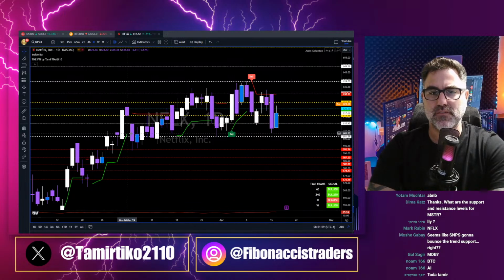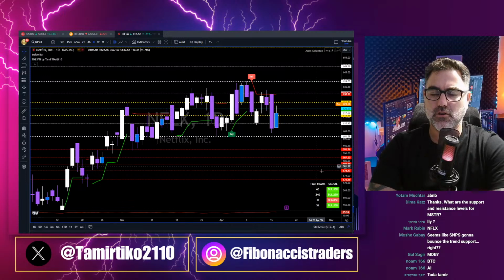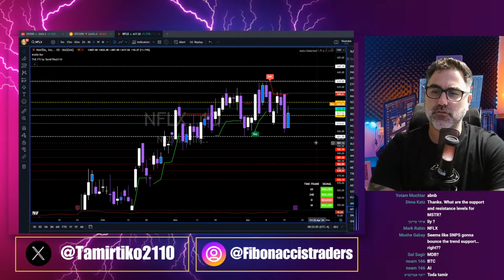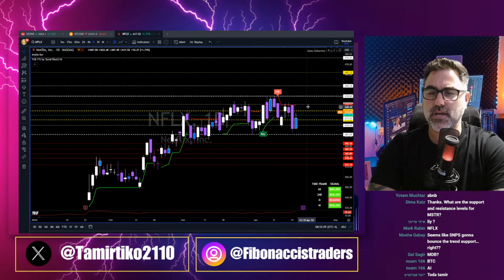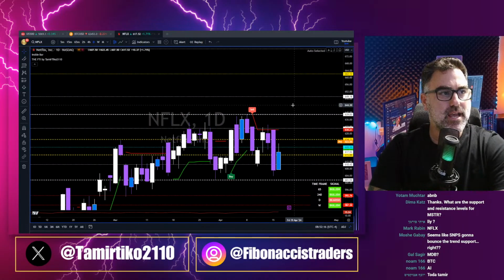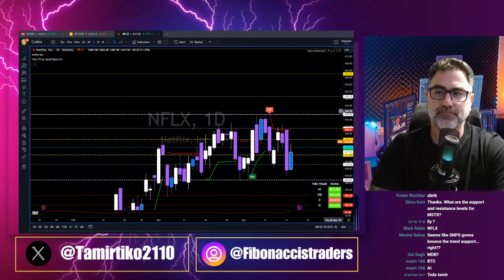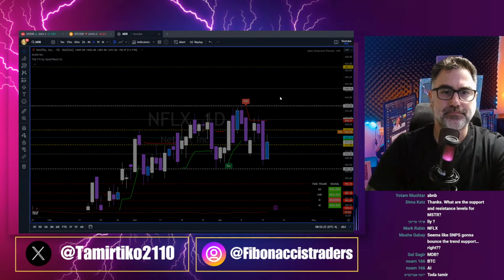Netflix, sideways move, nothing much. The 600 needs to hold. Below it, you have all these levels for future support for price action. You want to go long, you need a weekly close above the 631. Of course, it's only my opinion. Nothing here is financial advice.